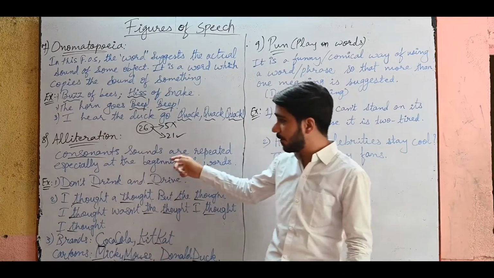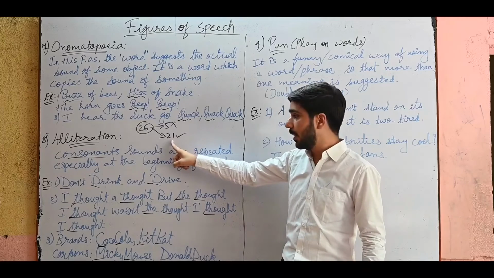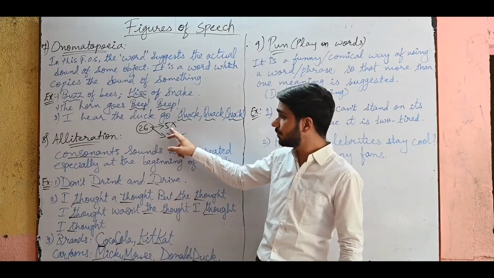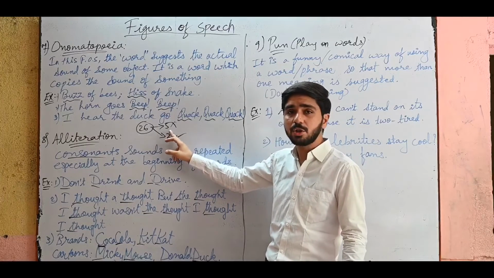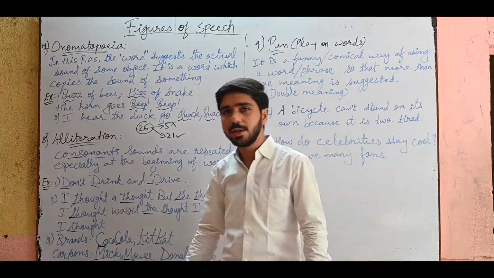So I hope this figure of speech is clear to you. But it is based only on consonants. Now, there is one figure of speech, which is not in your syllabus, that is based on vowels. The repetition of vowels is called assonance. It is the opposite of alliteration, but it is not in your syllabus.